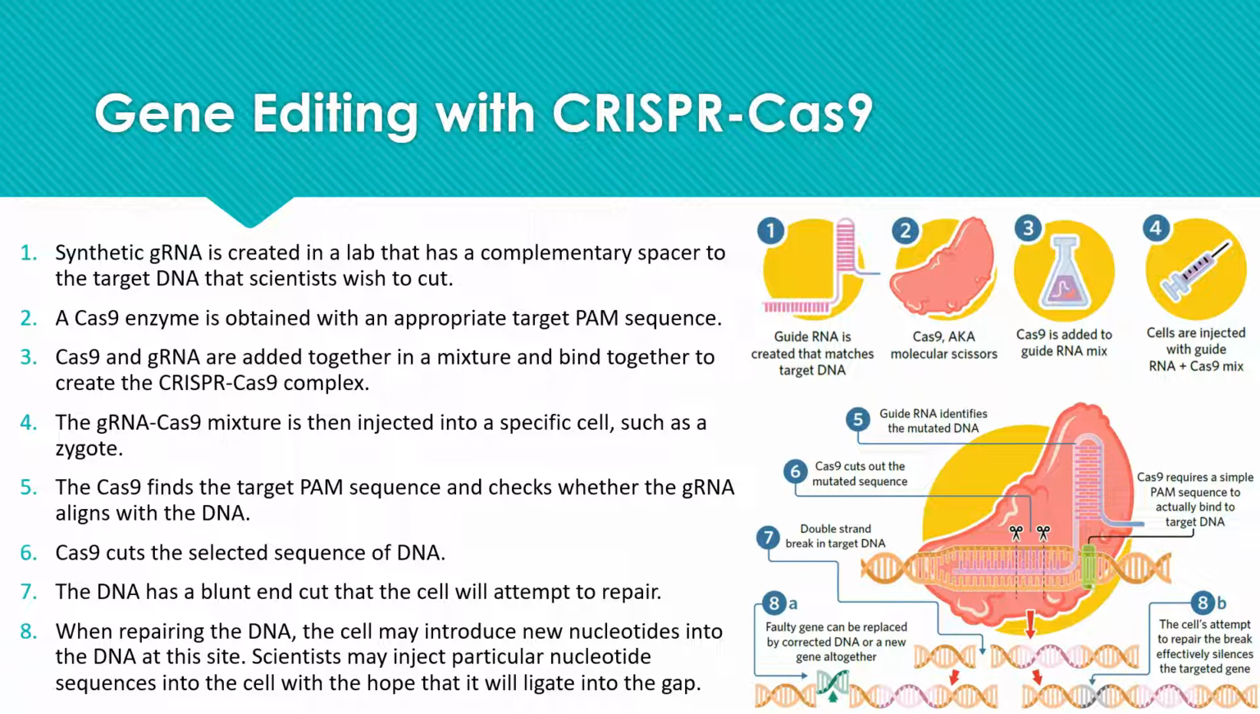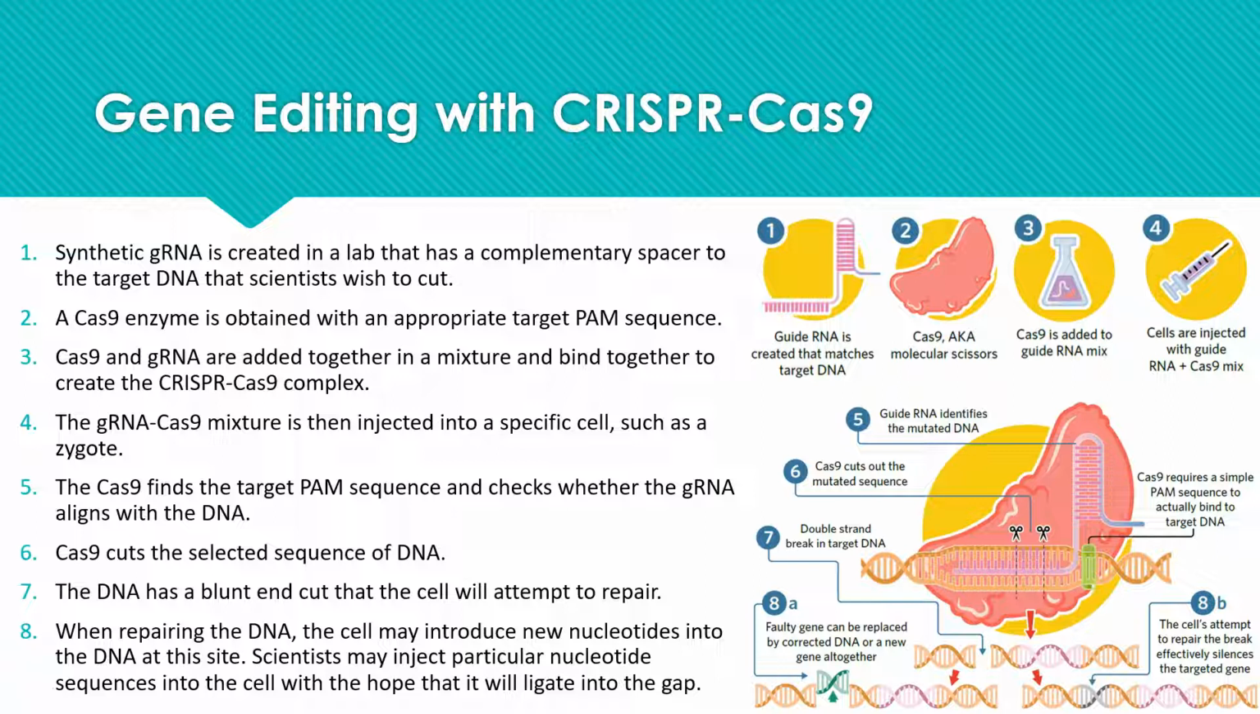Then you take the Cas9 and you take the guide RNA you've made, you put them together and make a mix, and you bind them together to create this CRISPR-Cas9 complex. Now our Cas9 has its guide RNA attached, and it's become a little heat-seeking missile for wherever that guide RNA is going to take it. The guide RNA and Cas9 mixture will get injected into the specific cell. That might be a zygote, it could be whatever you're trying to target.